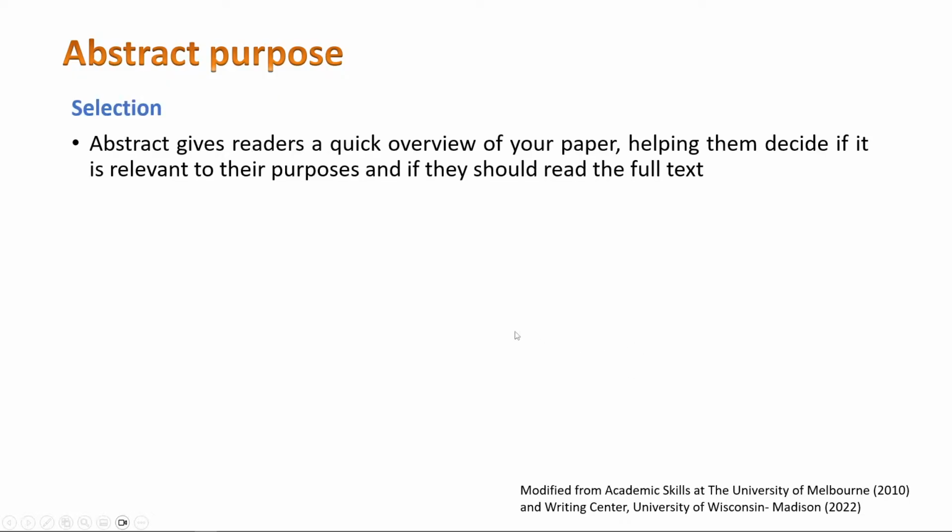That's what we did. We start reading the abstract, and then you will see if this is something useful to you. If it's useful, you will keep it and download it. If it's not useful to you, you will get rid of it and keep moving forward. So the abstract gives the reader a quick overview of the paper, helping them decide if it is relevant for their purpose and whether they need to do full-text reading, downloading, or adding it to the collection. So that is the first purpose: selection.